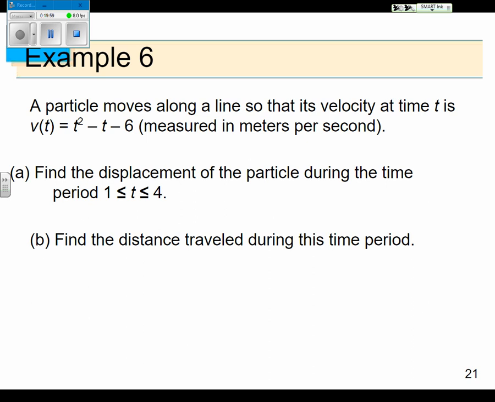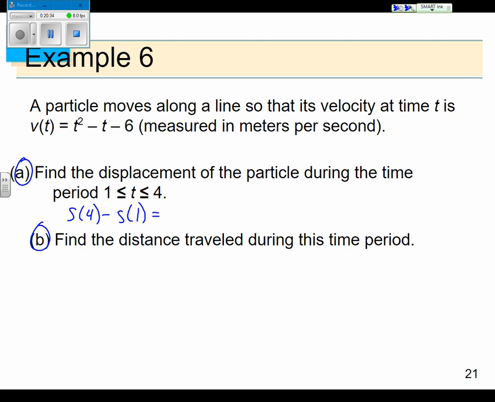So we have this particle that's moving along a line so that its velocity at time t is this. I want to find the displacement of it. There's a difference between part A and part B, and you'll probably see this on the upcoming test, knowing this difference right here. If I'm wanting to know its displacement, that means I'm wanting to know wherever it was at S of 4 minus wherever it was at S of 1.